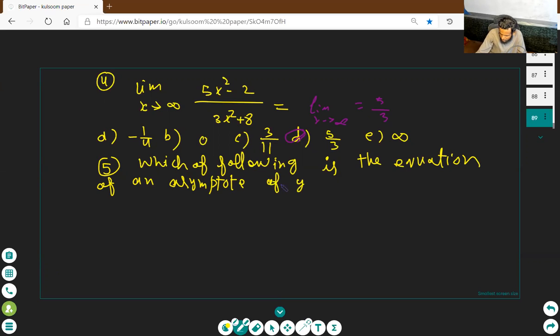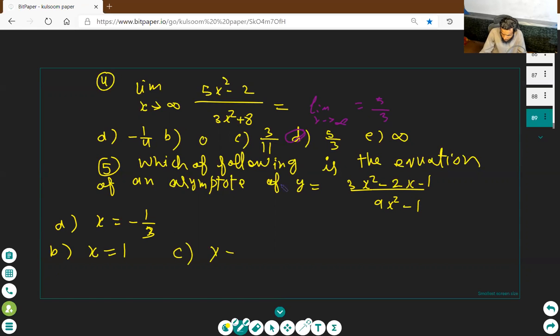For the concept, the equation of an asymptote of y is equal to 3x square minus 2x minus 1 divided by 9x square minus 1. I give you the options: a, x is equal to minus 1 by 3; b, x is equal to 1; c, y is equal to minus 1 by 3; d, y is equal to 1 by 3. Clear or not clear? Easy. Do it. Find its answer.